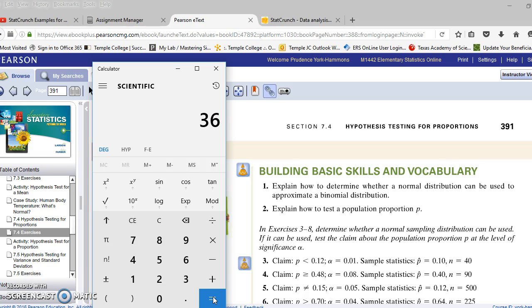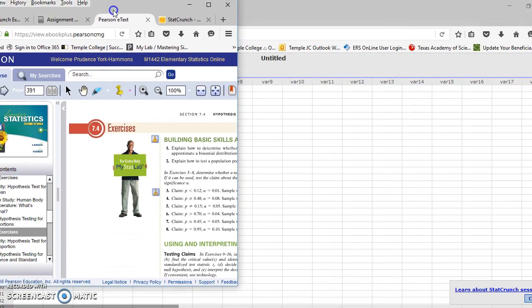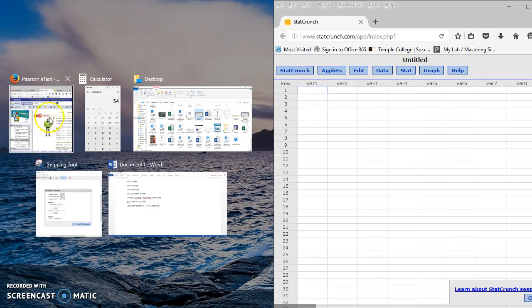Now I need to do n times q. Well, n is still 90, but remember that q is 1 minus p. So I know that q is 0.6, and when I multiply that, I get 54, which is greater than or equal to 5. So for number 4, I can actually test this claim. So what I'm going to do is move my book over, and I'll get StatCrunch up here where we can test this particular claim.